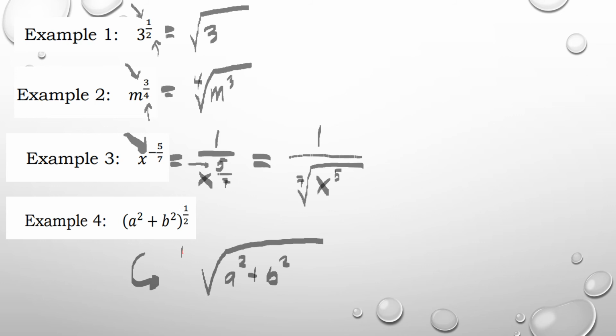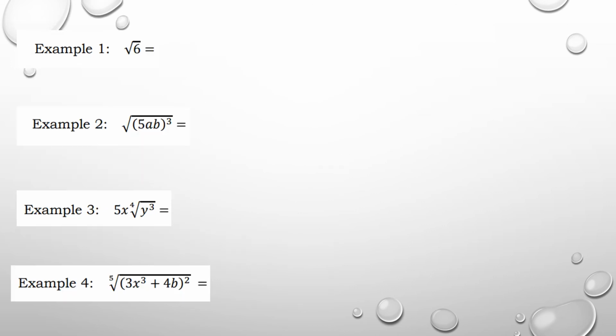Ilalagay pa ba natin as an index? Hindi na rin. So, it is already understood na kapag 2 yung index, kahit hindi na ilagay. So, that would be the final answer. Square root of a squared plus b squared. Okay, now so we're done with transforming exponential form into a radical. Now we're doing it vice versa, or pagbabalik rin natin from radical into exponential form.